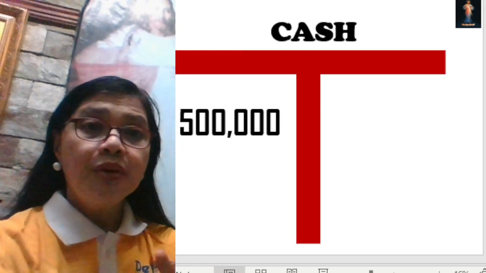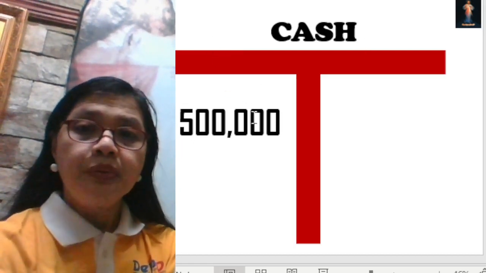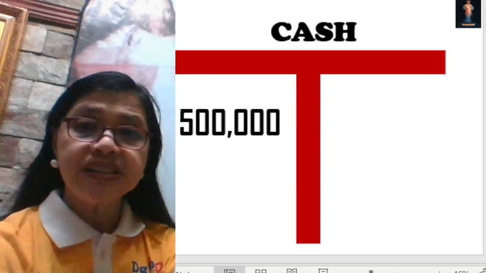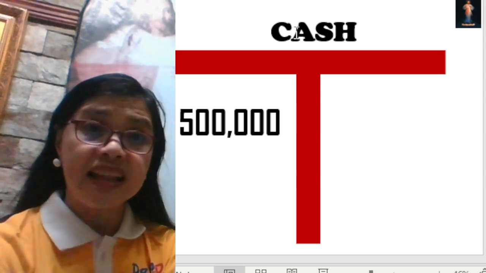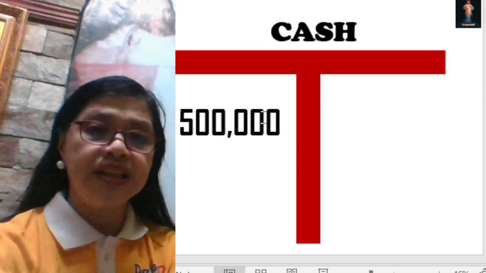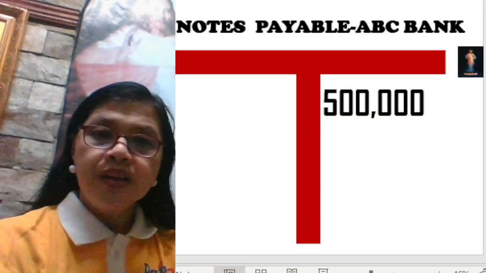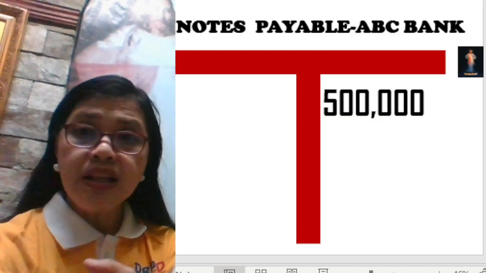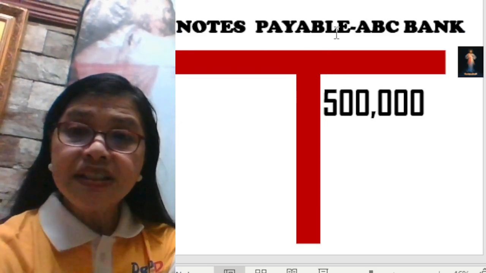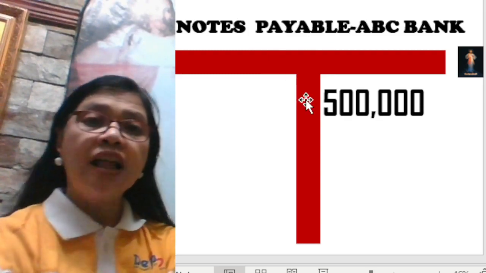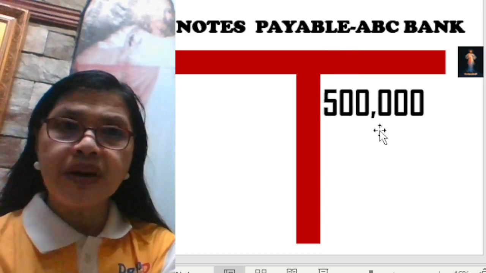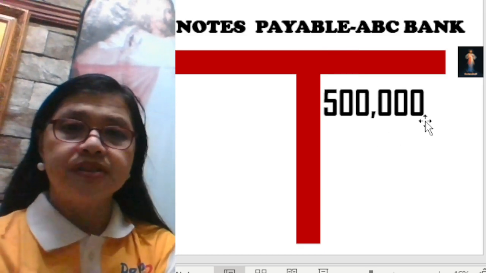Okay, so again, we have the T account cash. We put it on the debit side because you received cash. Cash is an asset account with a normal debit balance. So you debit cash on your T account and then you credit notes payable ABC Bank. Notes payable is a liability account which has a normal credit. So you see, it's written on the credit side of the T account.